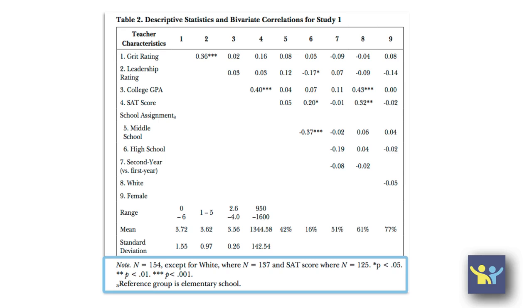You can see in the key at the bottom of the table that the 3 stars mean that the p-value is less than 0.001. This means that there's less than a 0.1% chance that the results were just due to chance. So we can conclude from this table that there's a positive moderate relationship between grit and leadership that is unlikely due to chance or just an error in our data collection.